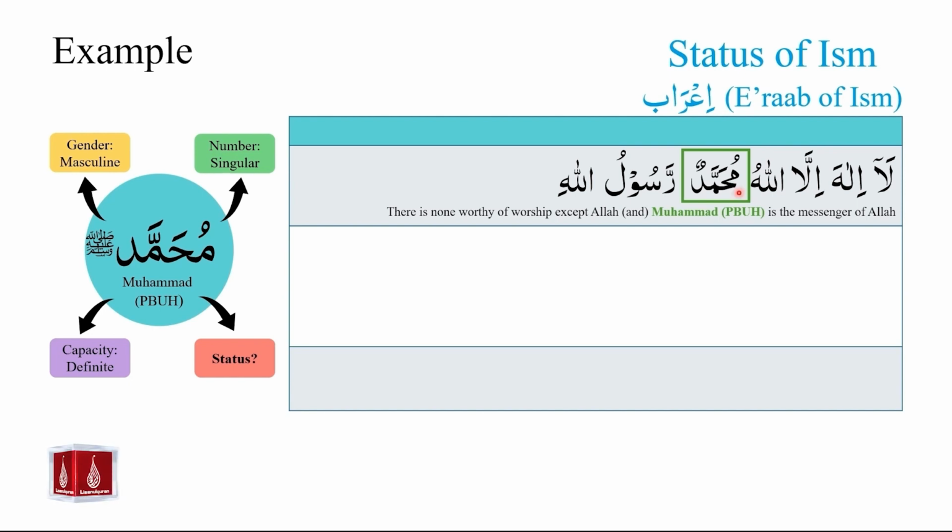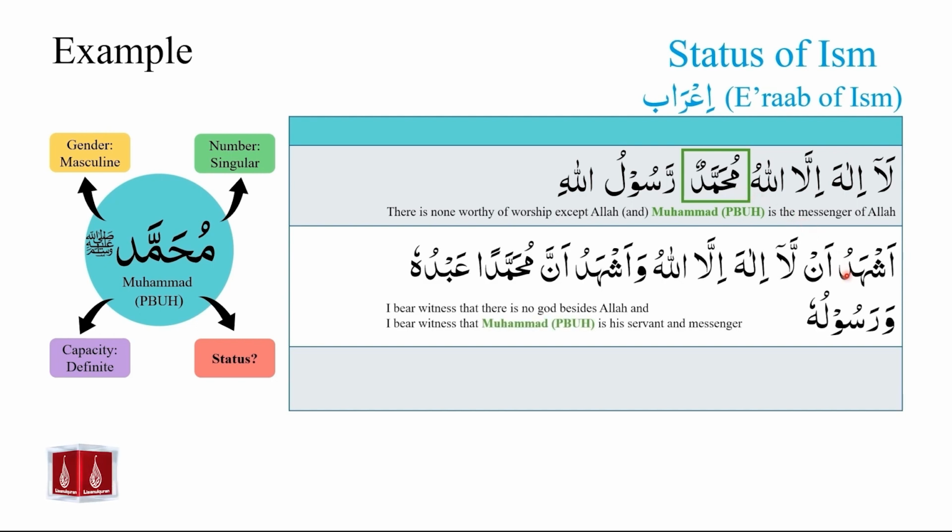In the next example, we have Ashhadu an la ilaha illallah wa ashhadu anna Muhammadan abduhu wa rasuluhu. If we look at this statement, we use Ism Muhammadan. We use Muhammadan to refer to the same person, that is, Prophet Muhammad, peace be upon him. So in the top example, we are using Muhammadun to refer to Prophet Muhammad, and in the second example, we are using Muhammadan to refer to Prophet Muhammad, peace be upon him.